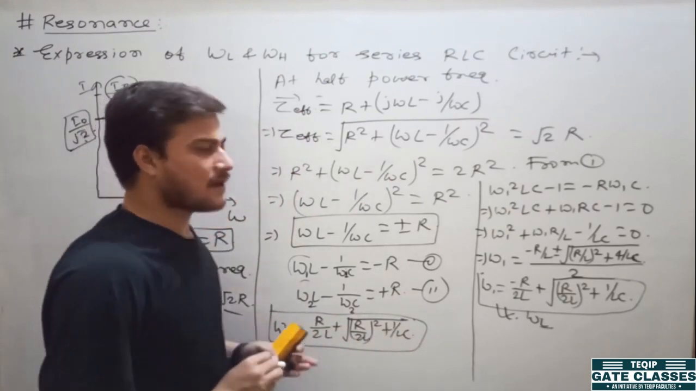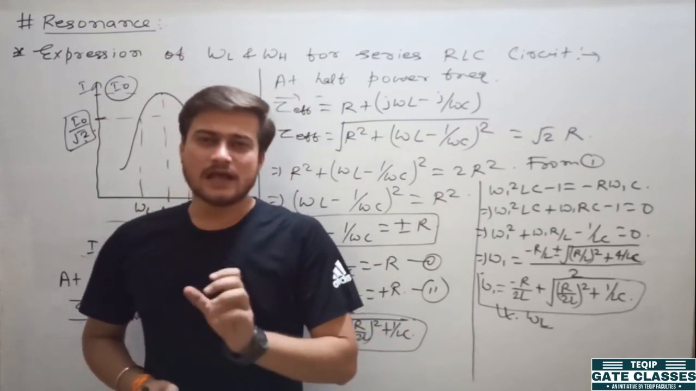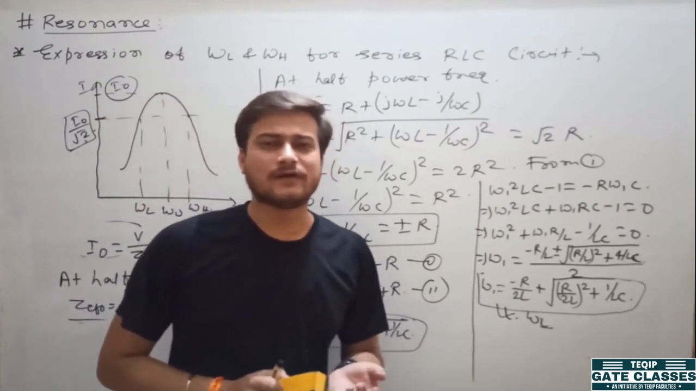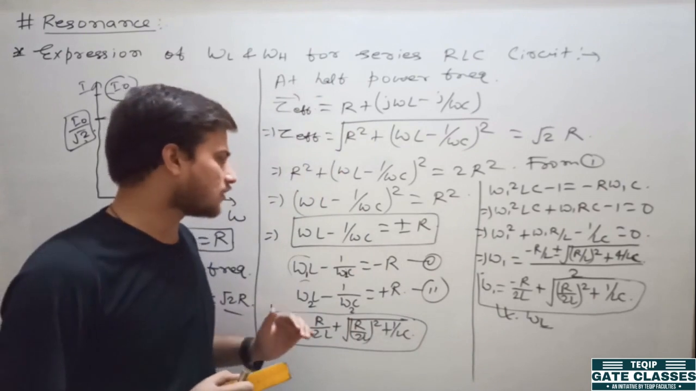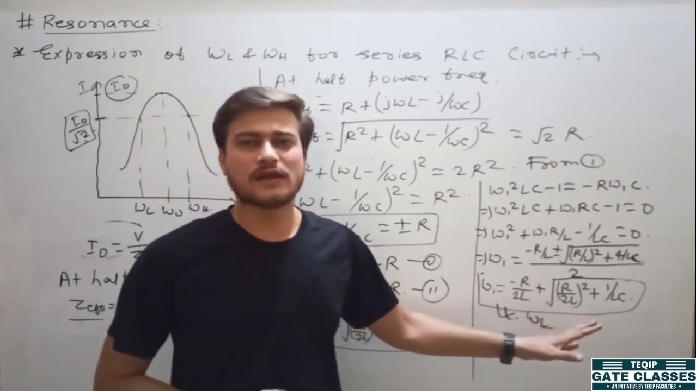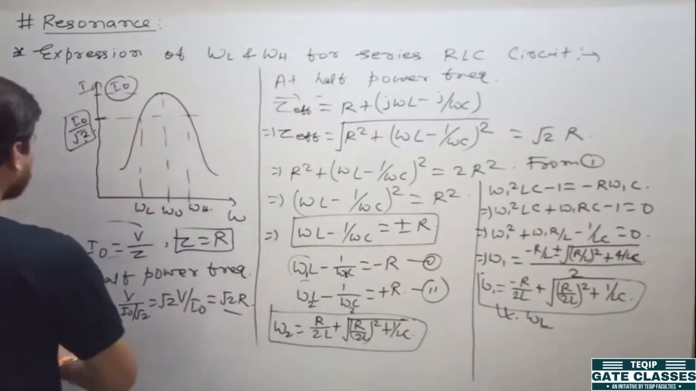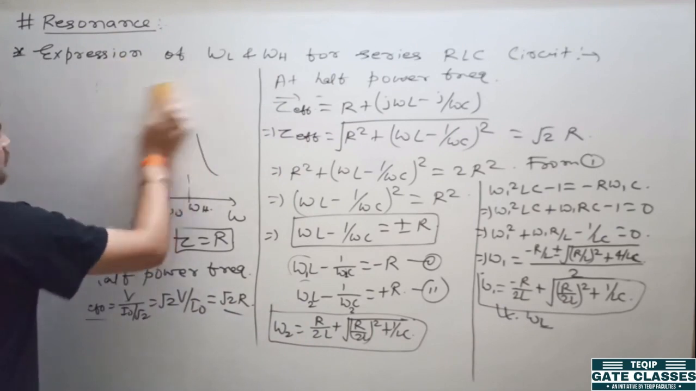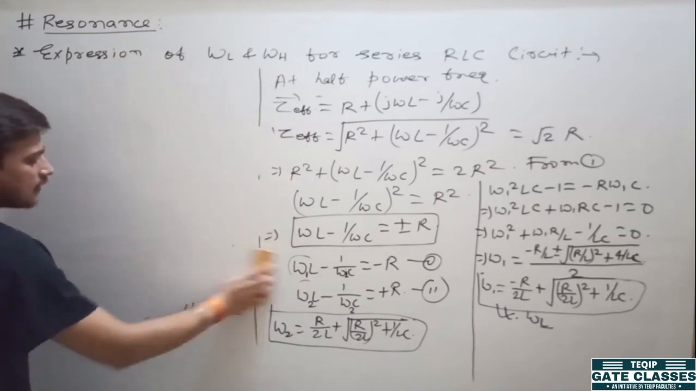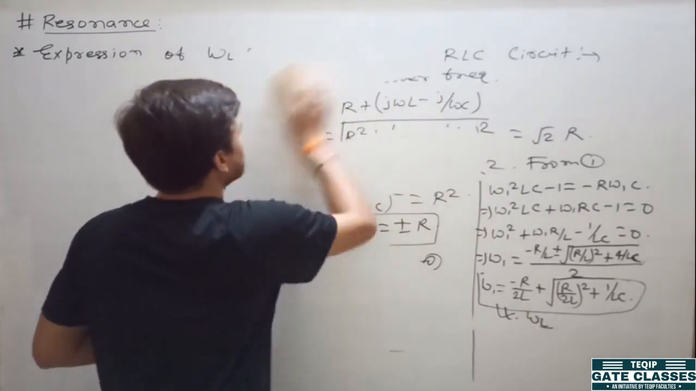That means in the examinations, if they are giving you the values of R, L and C, and they are asking you to find the value of lower cutoff frequency and higher cutoff frequency, you can apply these two formulas. From here you can easily find the values of W1 and W2. Clear? Next, let us take a different type of circuit, and there we have to write the condition of resonance.